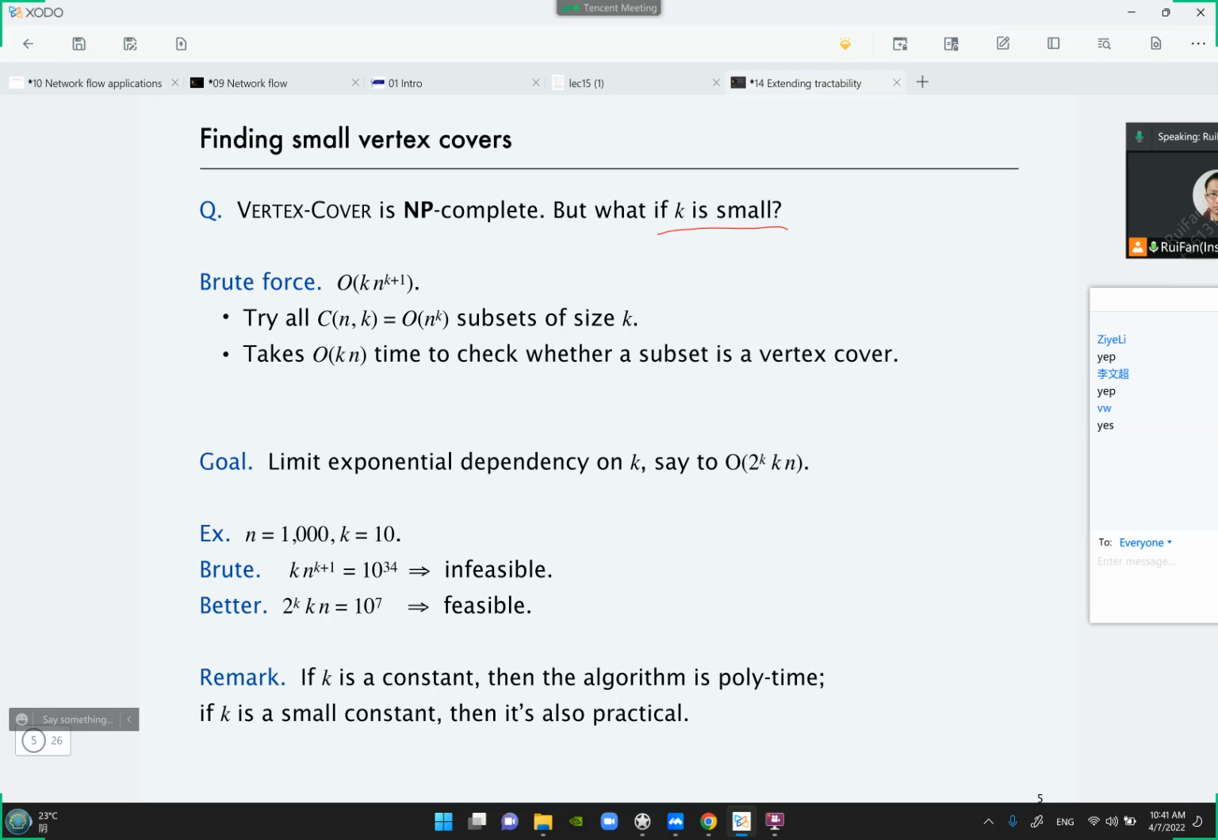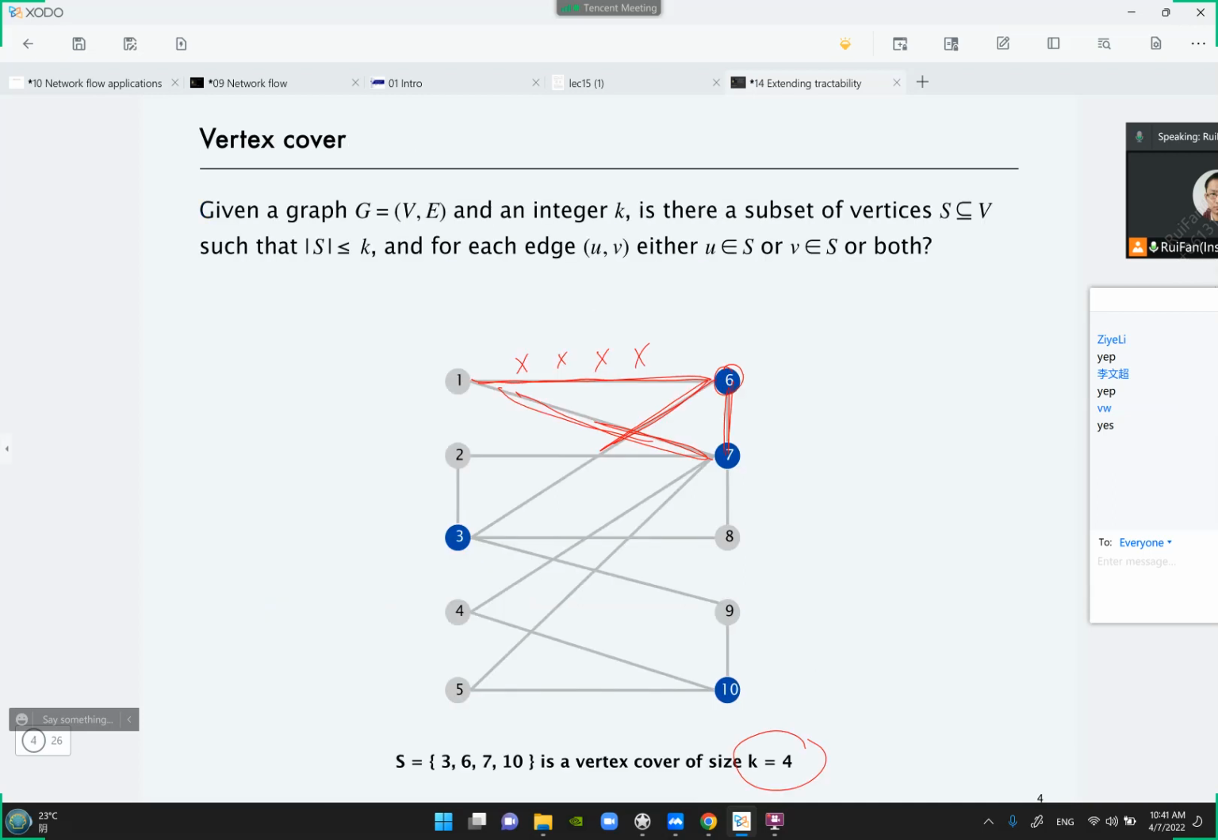One thing is that if you say k is small, then you can maybe try a brute force approach. For example, if k is 1, that means I'm trying to cover all of the edges using 1 vertex. I can do that in polynomial time, because all I need to do is go through all of the vertices and check whether any of them can cover all of the edges. That's just going to take order e time, where e is the number of edges. So that's a polynomial time algorithm.